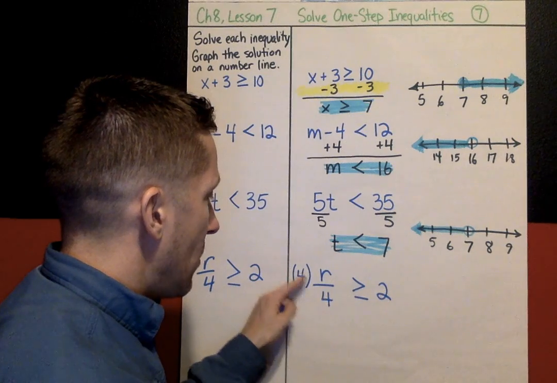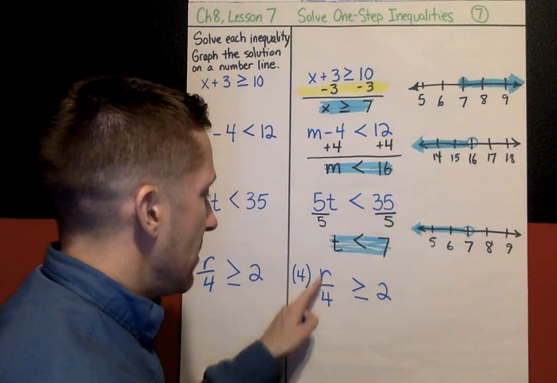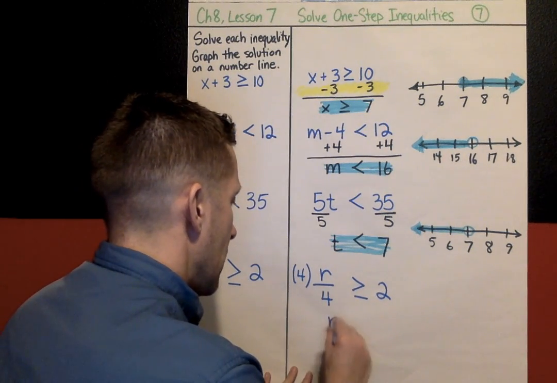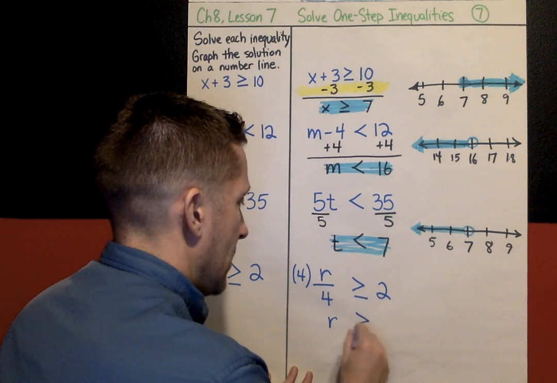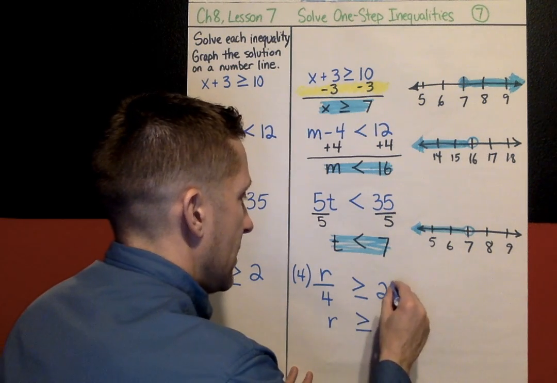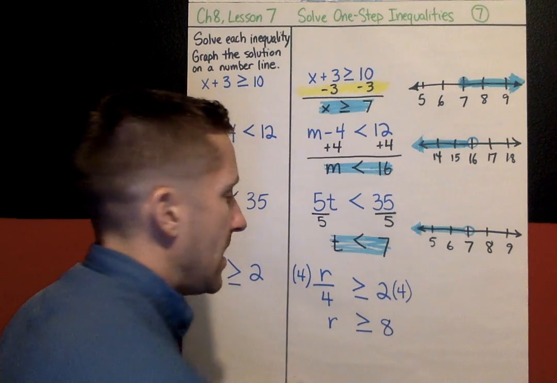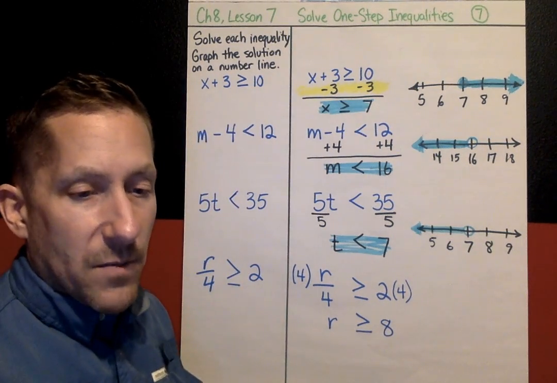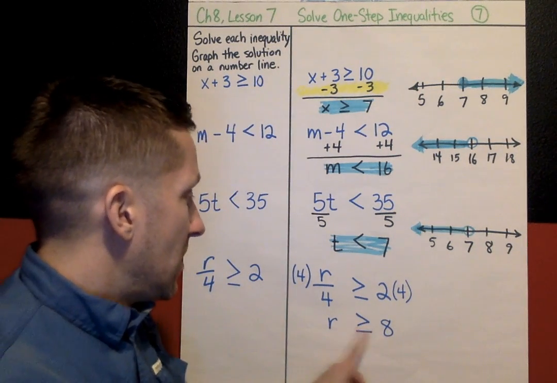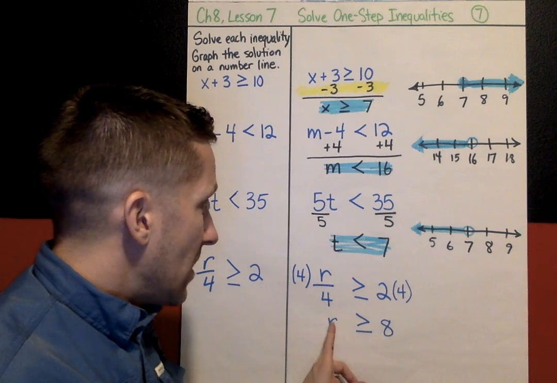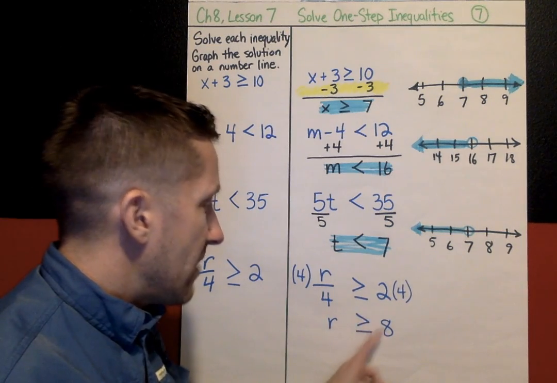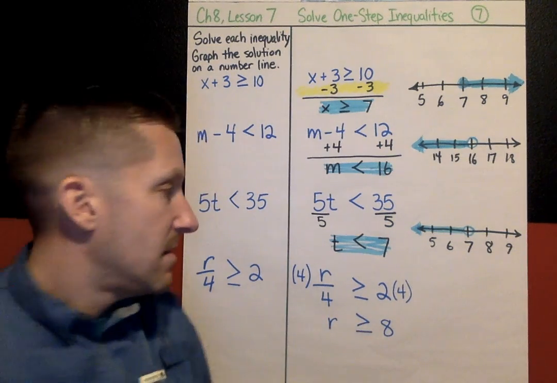I'm going to show that with my parentheses right next to this. 4 over that 4 right there turns into 1. So on this side I'm left with r. 1 times r, which is just r. And then on this side, 2 times 4, which is 8. So there's my answer to the inequality. The answers are greater than or equal to 8.